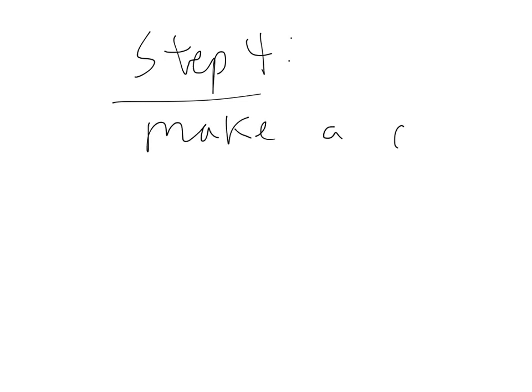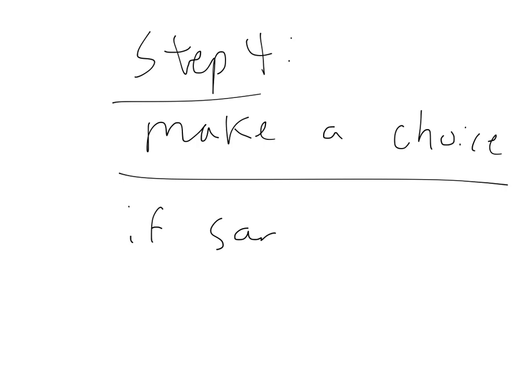So step 4 of traditional hypothesis testing is to make a decision, make a choice. Probably because I can't spell the word decision. To make a choice, you have to see if what you're given and what you found on your test value are the same. So if they're the same, you accept the H0.